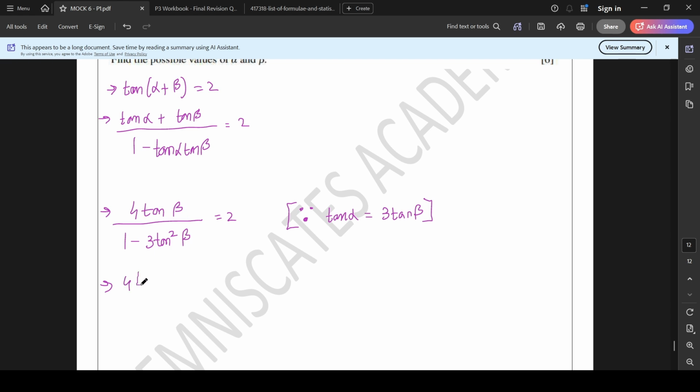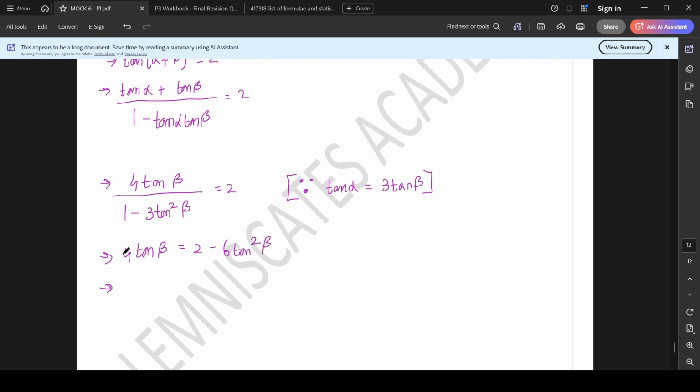So it's going to become 4 tan beta is equal to 2 minus 6 tan square beta. And if I just shift everything to the left hand side and divide it by 2 so that it looks good, it's going to become 3 tan square beta plus 2 tan beta minus 1 is equal to 0.